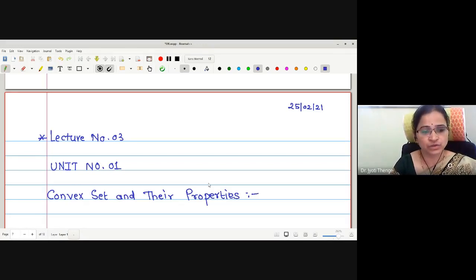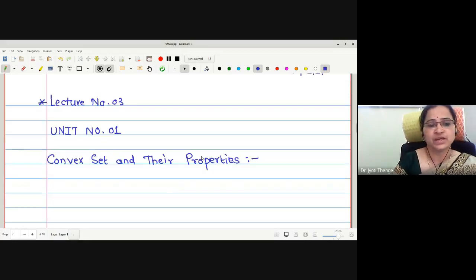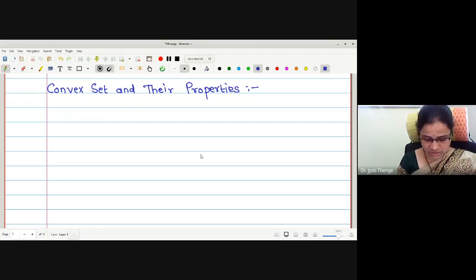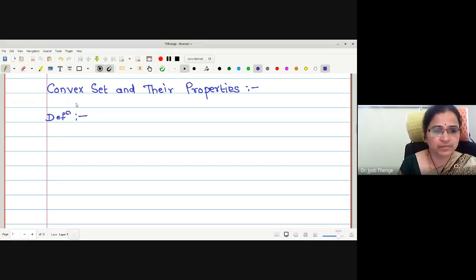So, we will start with unit number 1 in today's lecture, and the heading for the topic is convex sets and their properties. In today's lecture, we are going to focus on the basic notions, and the first point we want to discuss under this section is lines and hyperplanes. Therefore, the first definition we will study is the equation of a line in n-dimensional spaces, or one can say the equation of a line segment also.